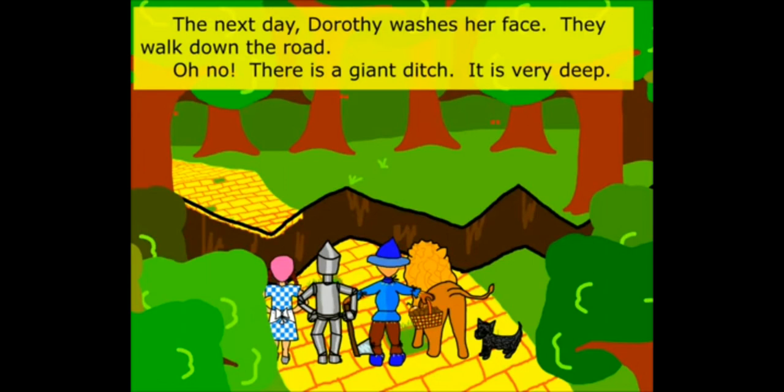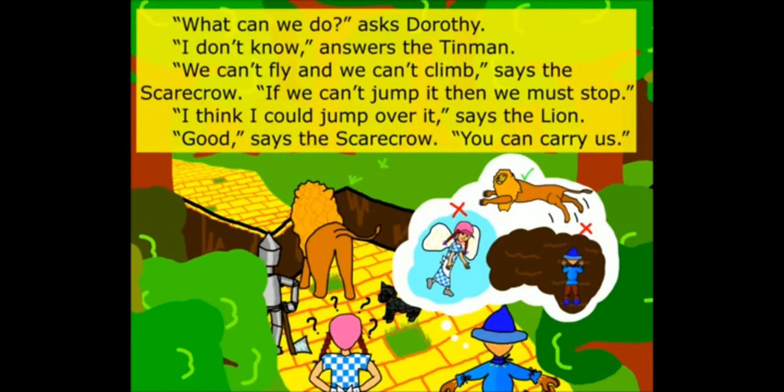The next day, Dorothy washes her face. They walk down the road. Oh no, there's a giant ditch. It is very deep. So, this was the ditch in between on their way, and they were wondering how to pass it. "What can we do?" asks Dorothy. "I don't know," answers the Tin Man. "We can't fly, we can't climb," says the Scarecrow.